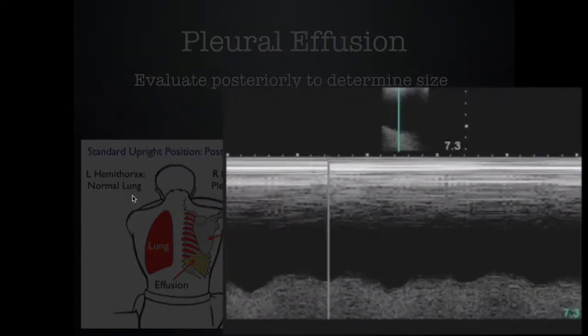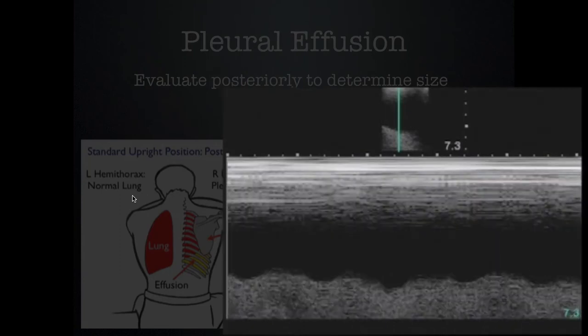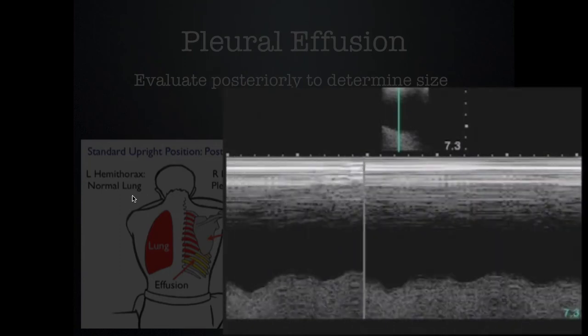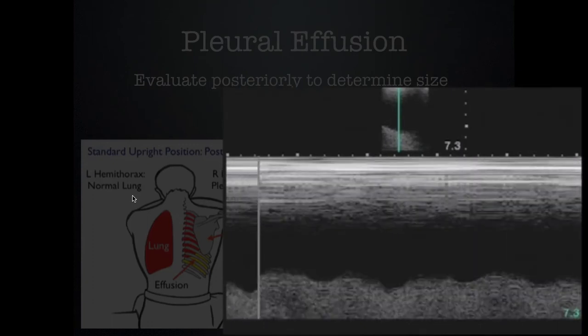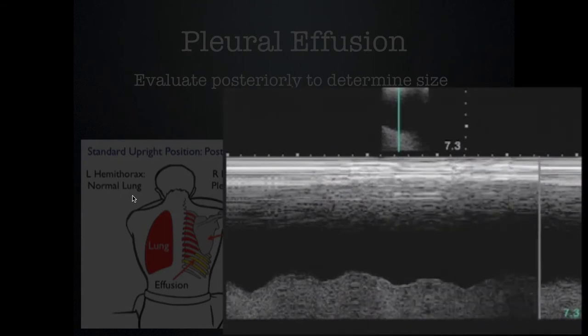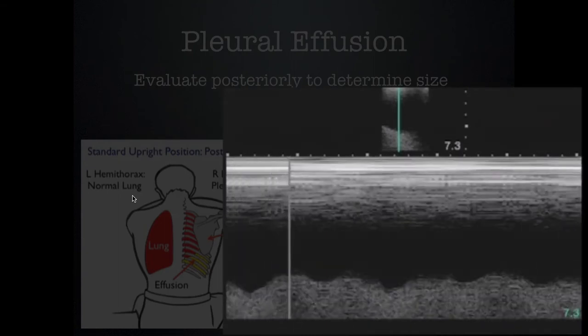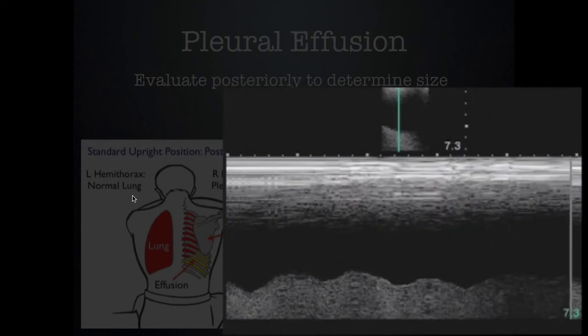Here on this picture, we can see a large stripe of hypoechoic black fluid. We're using M mode, so you can see the movement of the lungs over time, which are deep into the chest. They're being compressed by the fluid, so you can see the lungs. That is lung tissue. It also tells us the depth from the skin or the probe down to the lungs.